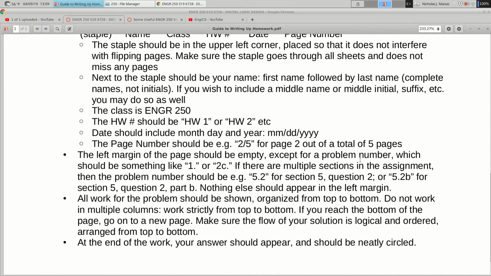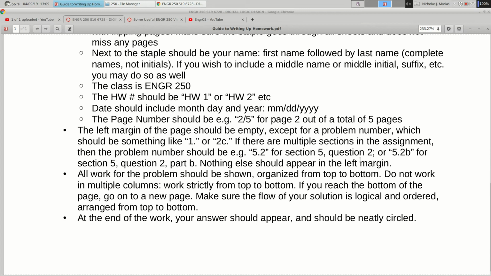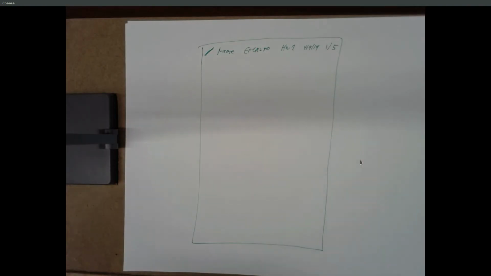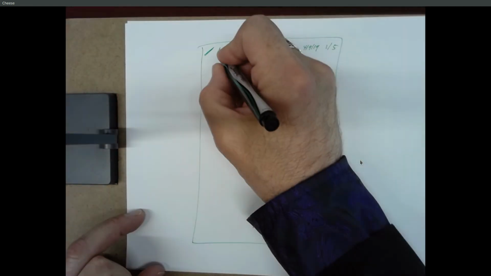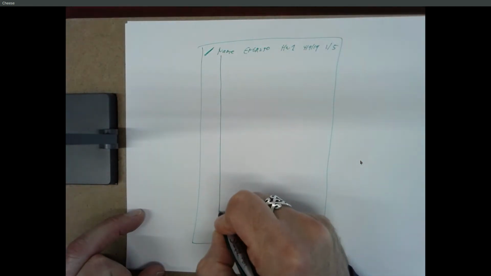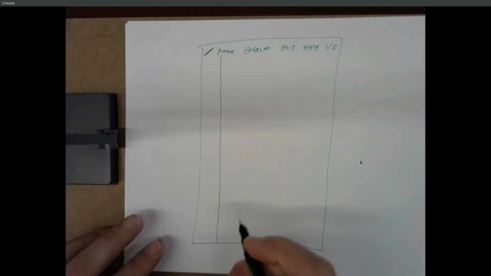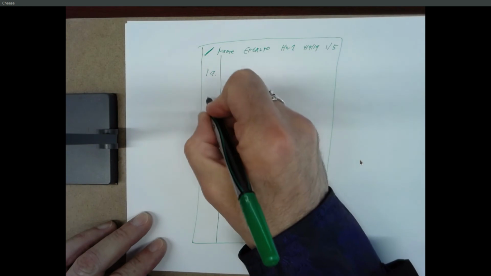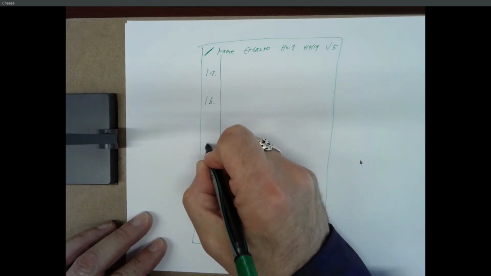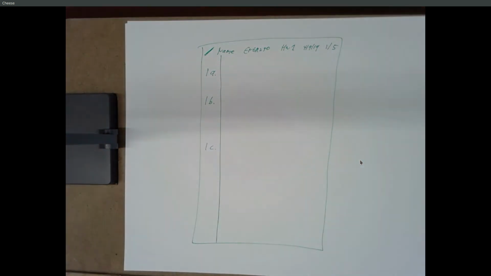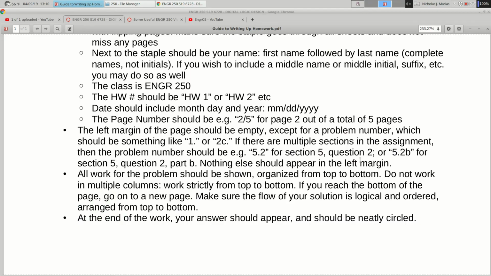All right, left margin of the page, wherever you think of the left margin. If you've got paper with a margin marked on it, like engineering paper, that's fine. If not, just imagine some margin over here. I don't want to see anything in here except problem numbers. So you can do problem 1A, and 1B and 1C, but keep that margin clear other than the problem numbers, so that it's easy to identify what problem is which.